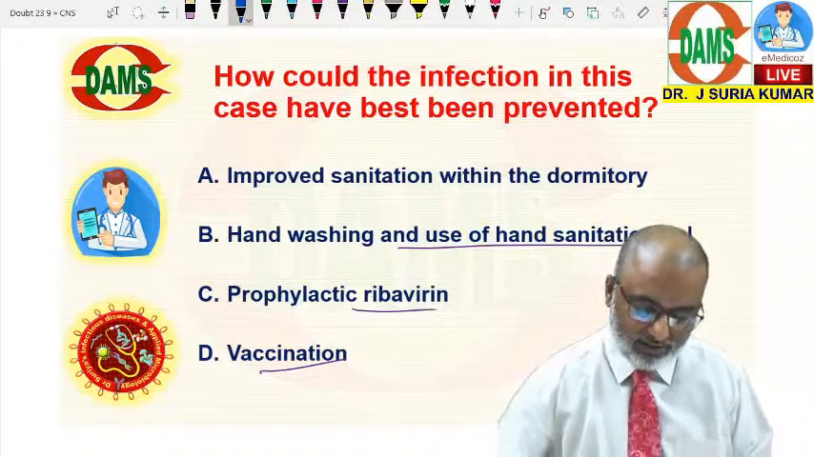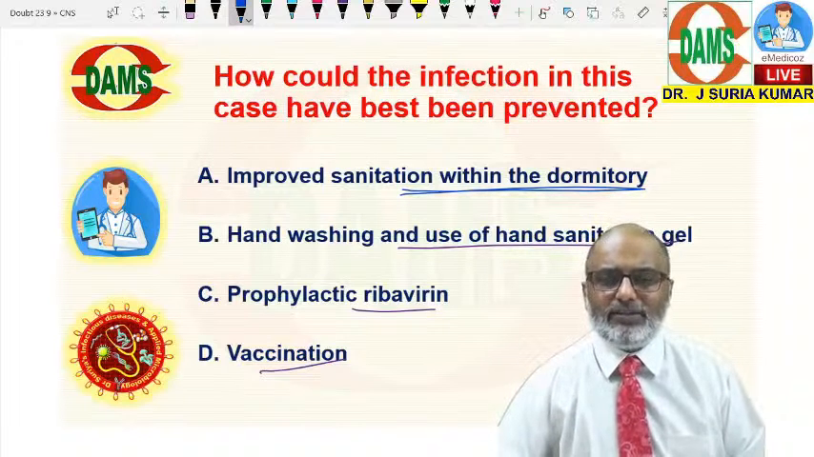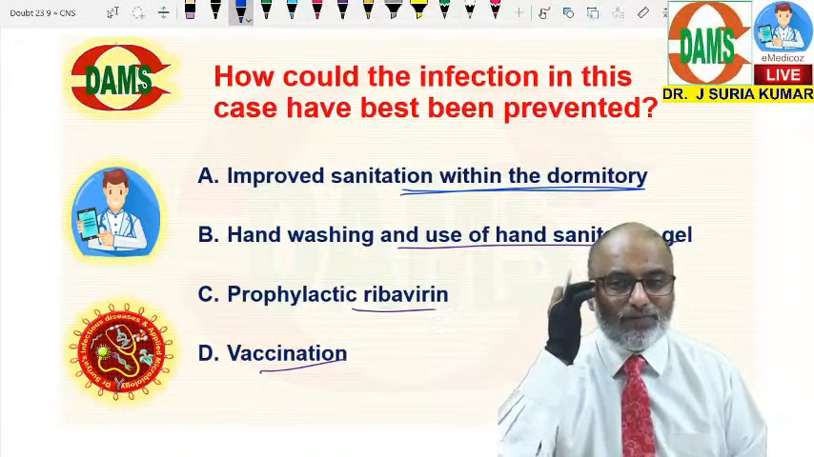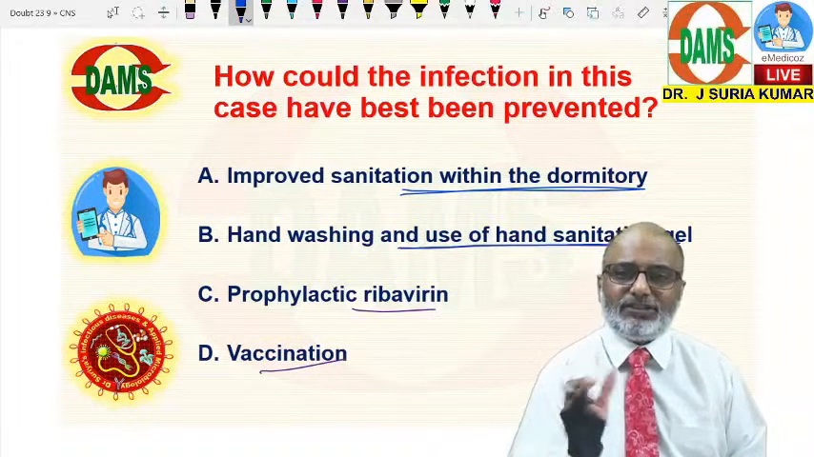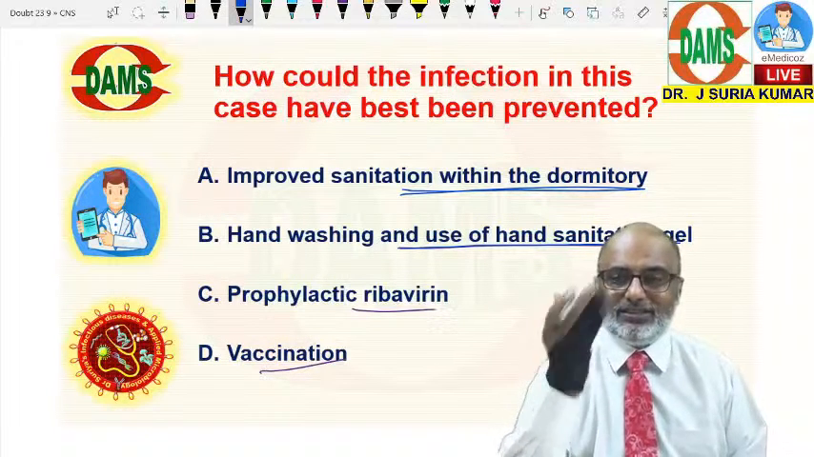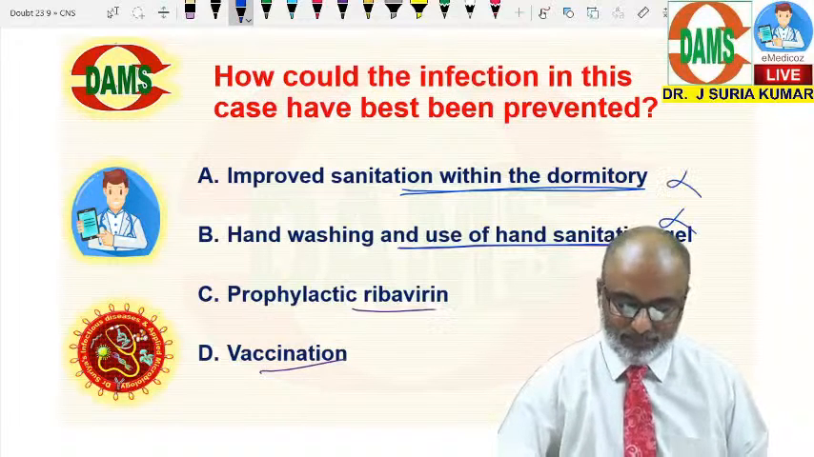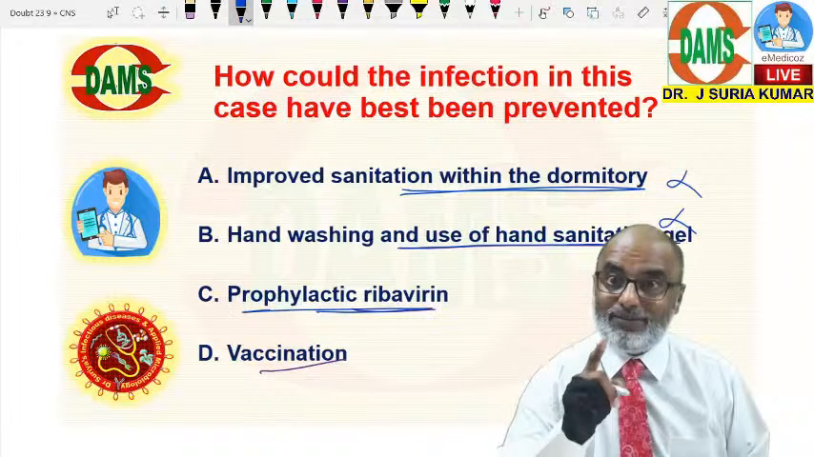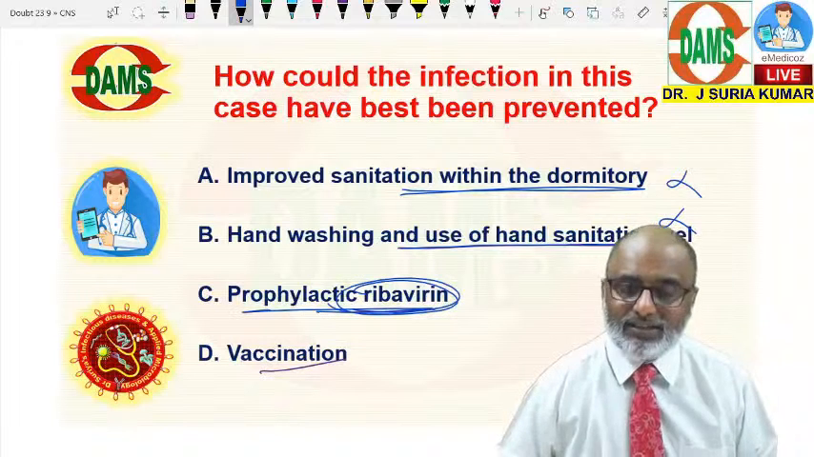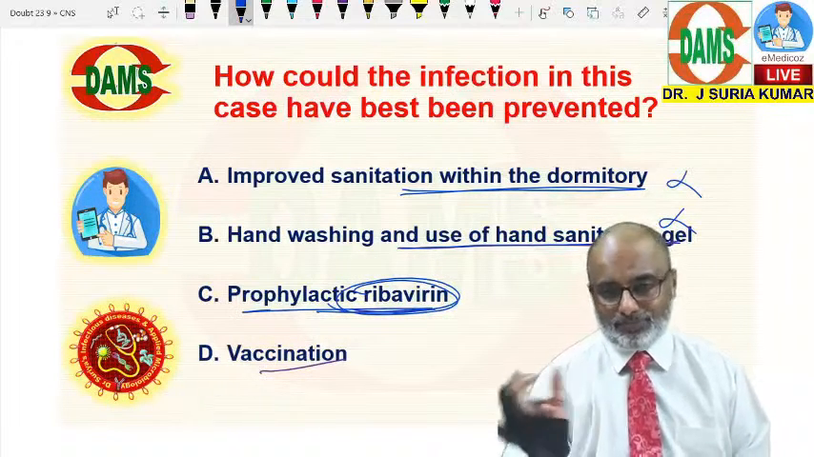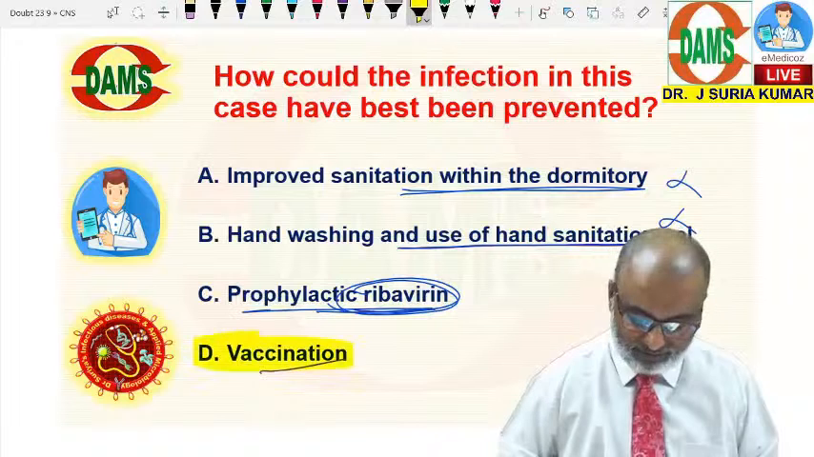Okay, listen to me carefully. Improved sanitation within the dormitory may not be helpful. You know why? The mode of transmission is inhalation. Hand washing and use of sanitation gel may prevent other infections, not this infection, because this infection is by inhalation. So respiratory hygiene is needed, not hand sanitation. Prophylactic rifampicin is good. It is not ribavirin. They are confusing you. See the word ribavirin. Ribavirin is antiviral. Rifampicin is antibacterial. So remove that. So best is vaccination.